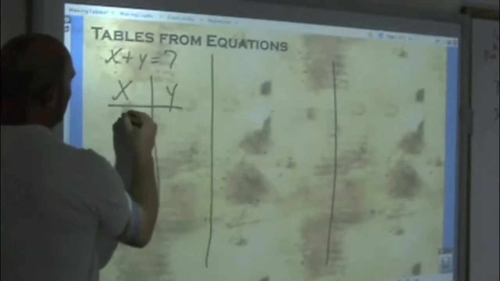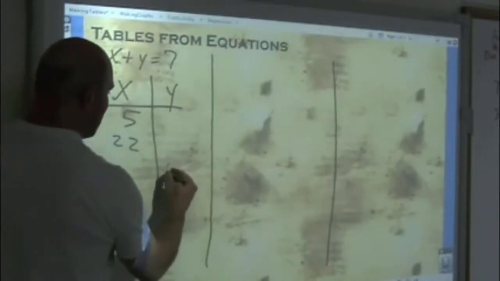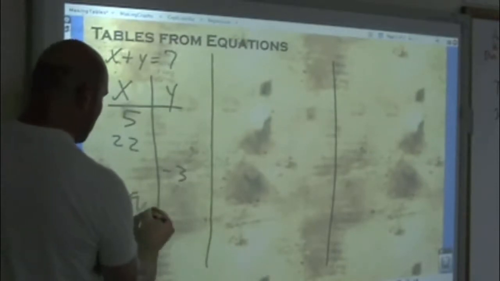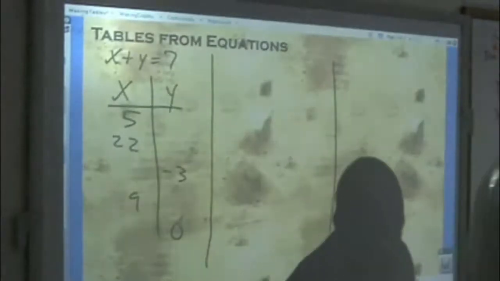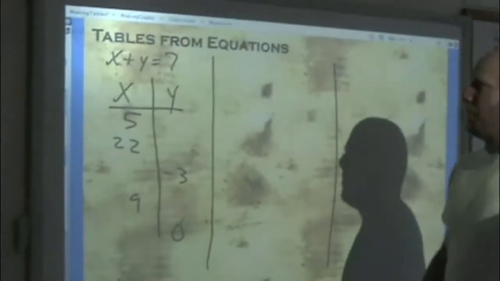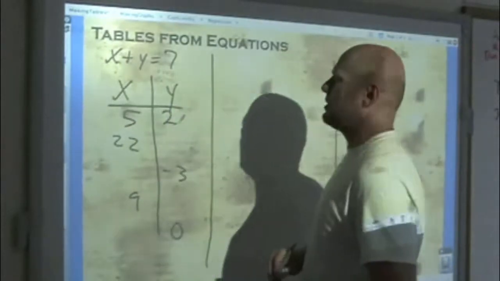So let's just pick a few. Let's just say I've got 5, 22. Let's put a negative 3 over here, 9 here, and a 0 there. So I pick some different things. As soon as I plug in one of the variables, finding the other one is a piece of cake. Obviously, if x is 5, then y has to be 2 in order to obtain 7.